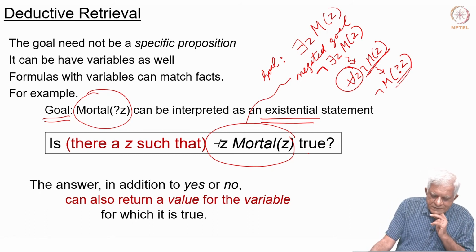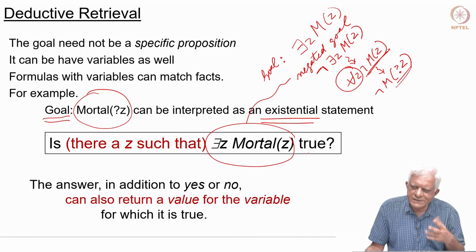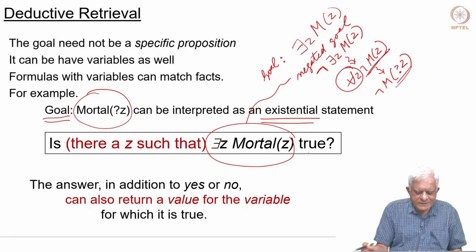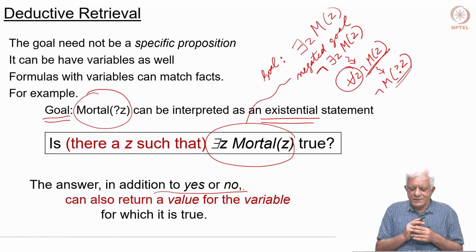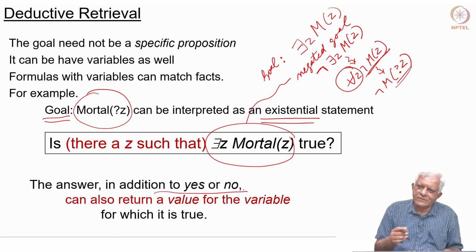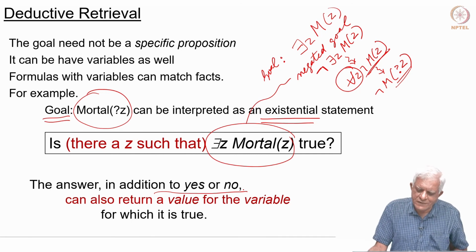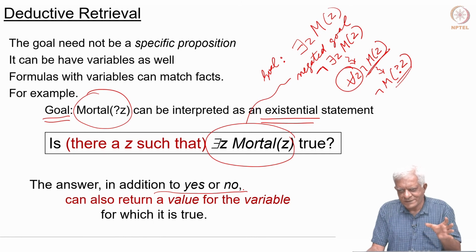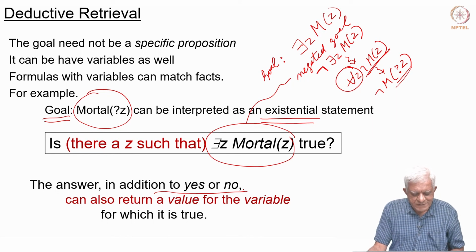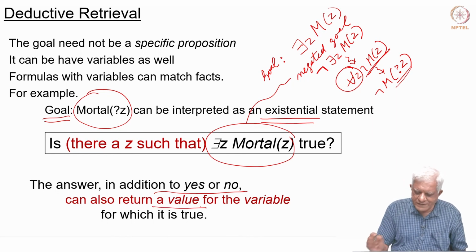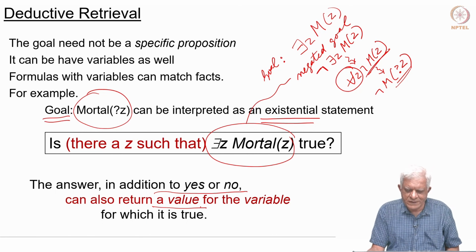The interesting thing about using variables in goals, which is what we are talking about in retrieval, which is what we do in databases, is that in addition to answering yes or no, that yes it is true or no it is not true, if it is true, it will also give you a value, which is what you are interested in retrieval. So, in a database you can only retrieve what is there in the database. In deductive retrieval, which is logic programming, you can retrieve things which can be inferred in addition to what is already there essentially. So, it can also return a value, and that makes it quite interesting. So, let us look at a couple of examples.